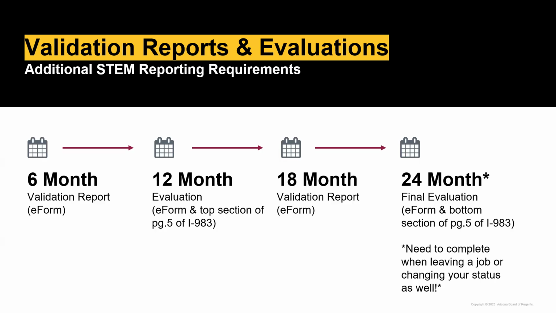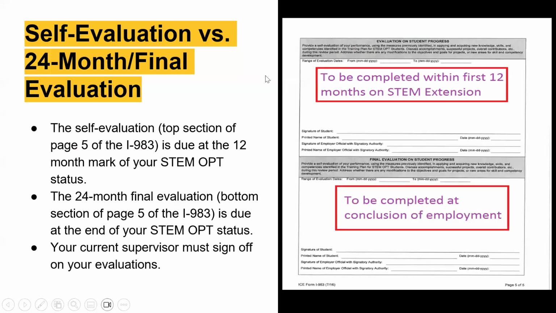You also do need to complete that 24-month evaluation under two other circumstances. The first one is when you get to the end of that 24 months. If you end a job prior to the 24 months, or if you change your status and get into a new visa type, or green card or anything like that, whatever the new status may be, you do need to update that final evaluation at that time as well. And what exactly does that look like in terms of self-evaluation versus the 24-month final evaluation?